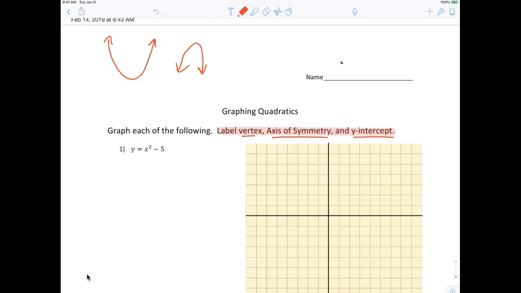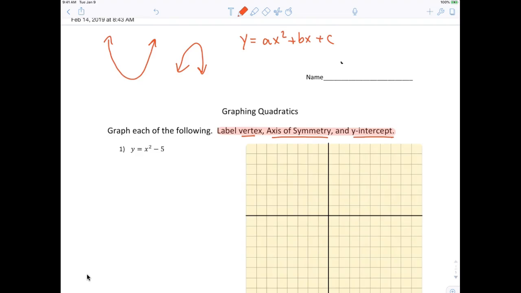Now, at the top of your paper, I want you to write y equals ax squared plus bx plus c. That's what we say is the general form for a quadratic. And what is a? A is the number in front of the square term. What's b? B is the number in front of the x. And what's c? C is the constant. It's just the number.